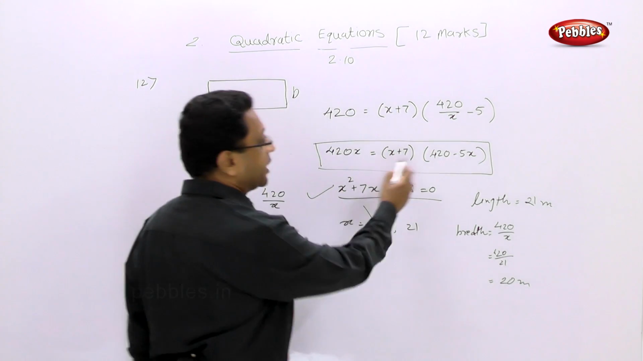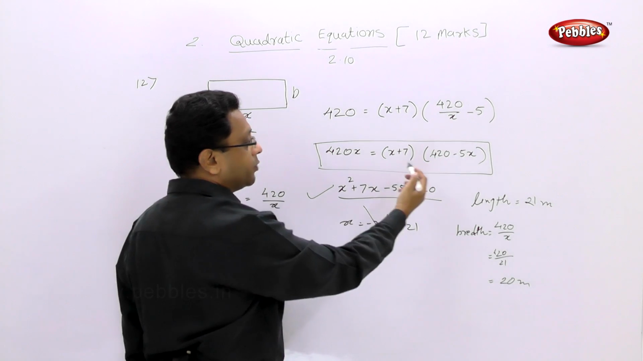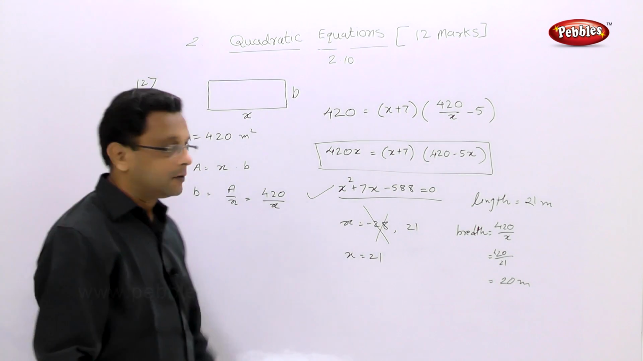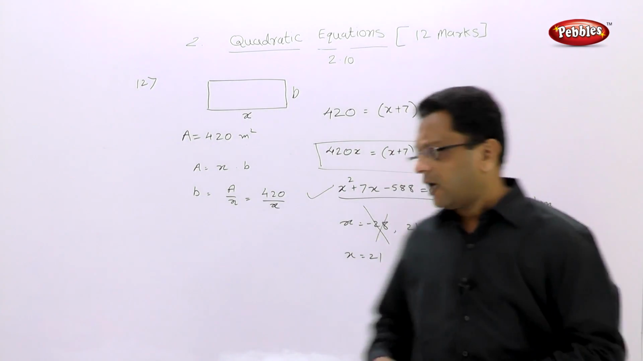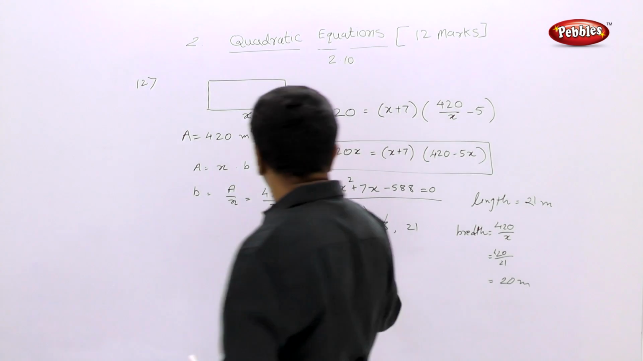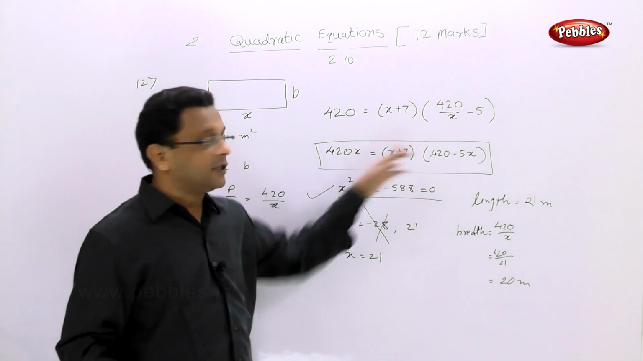You have to open this bracket first, x into 420 minus 5x square plus 7 into 420 minus 35x. Shift from both the sides, check if anything is common. I think in this you can divide the whole equation by 5 and you will get this equation. Don't make any mistakes in opening these brackets.